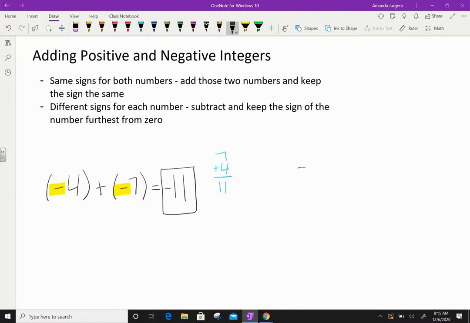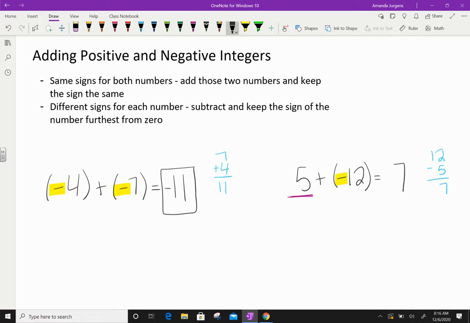What if I have 5 plus -12? In this example, I can see that there's a negative in front of 12, but in front of 5, there's nothing. So 5 is a positive number. 5 is positive, 12 is negative. So I know that my two signs are different in this example. I have one positive, one negative. That means I need to subtract. So I'm going to take 12 minus 5, and I end up with 7. So I know 7 is part of my answer here.